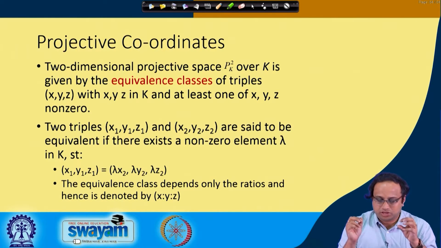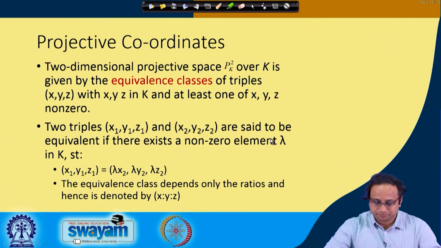Okay. So what we say is that if you are given 2 triples like x1, y1, z1 and x2, y2, z2, then they are said to be equivalent if there exists a non-zero element lambda which also belongs to the finite field, such that x1, y1, z1 is nothing but lambda x2, lambda y2, lambda z2. Okay. So the equivalence class is often defined only by ratios like x is to y is to z. Let us see how we can apply this technique to reduce the number of computations.